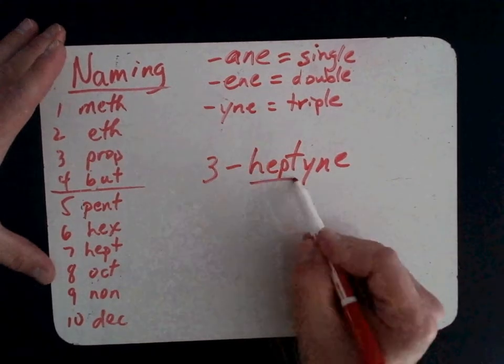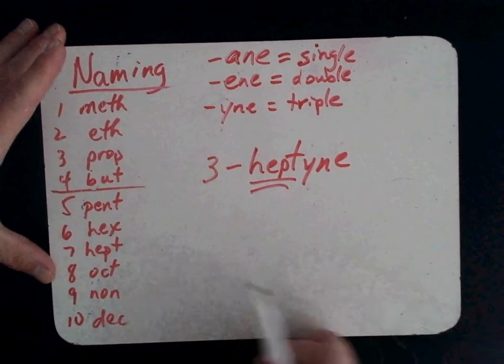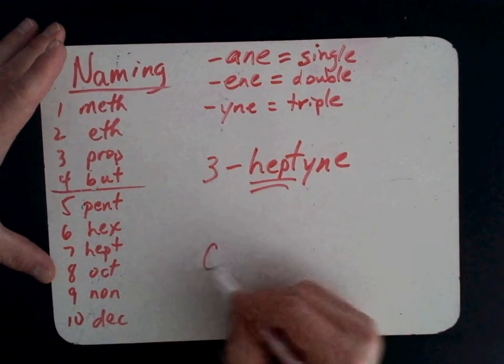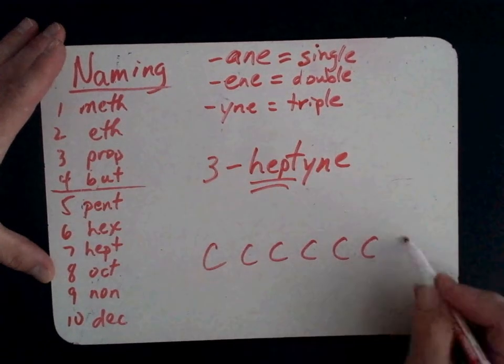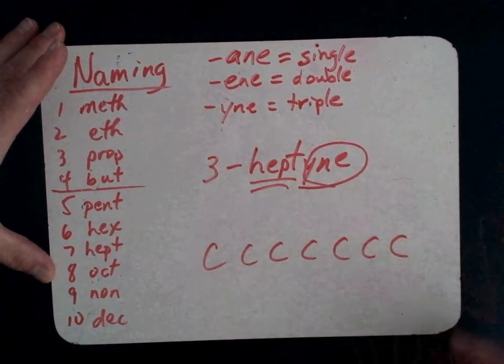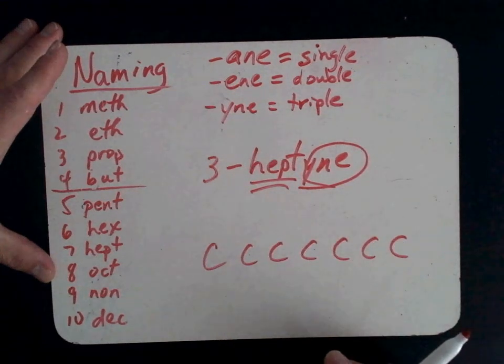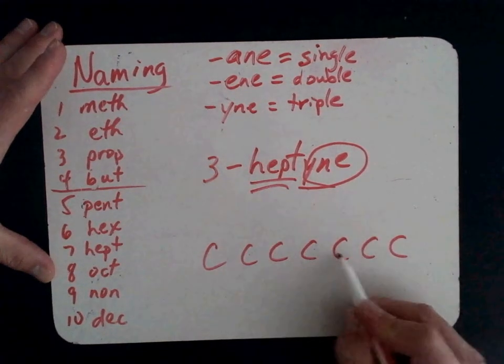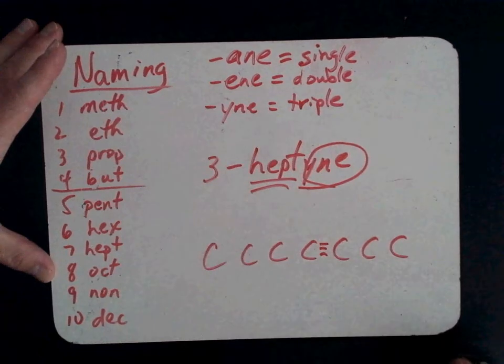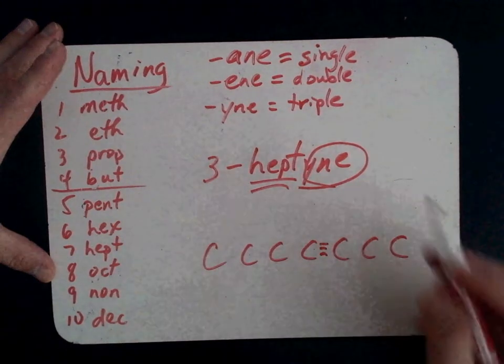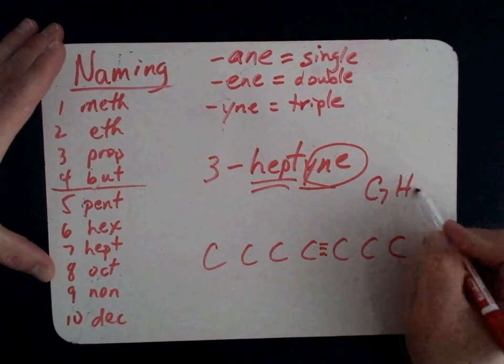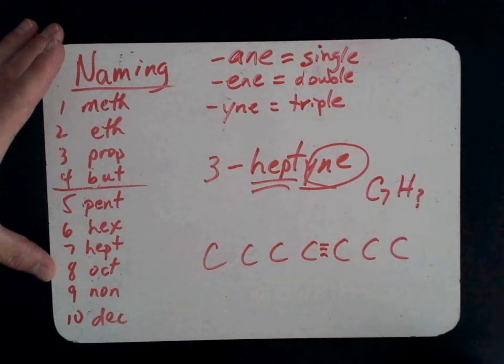Well, that's easy. Here's why. Hept means what? 7. 7 what? Carbons. 1, 2, 3, 4, 5, 6, 7. What does yne mean? Triple bond. At what position? 3. 1, 2, 3. Would that work? Yep, it would. So I know that it's C7 and it's H something.